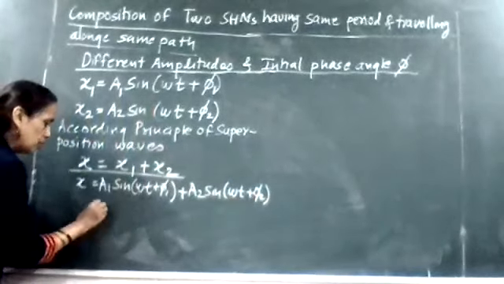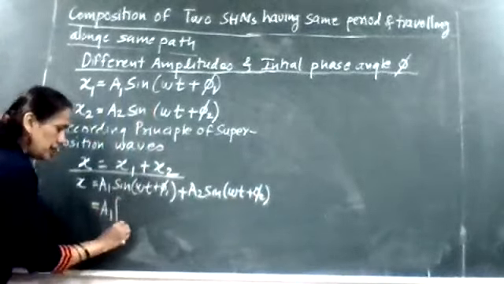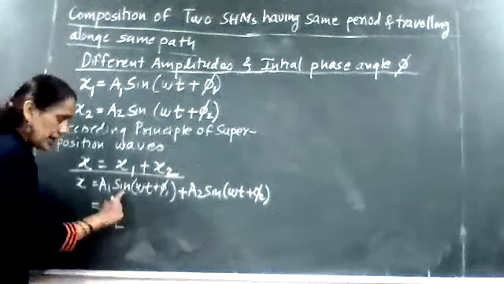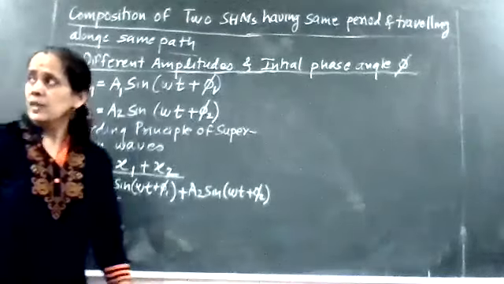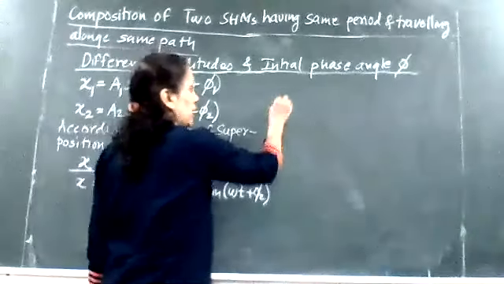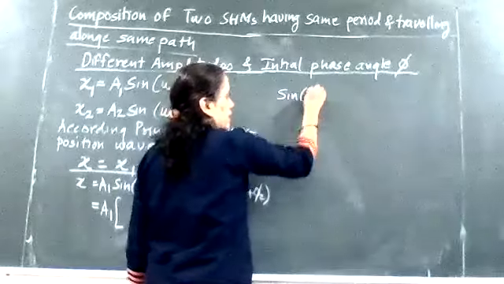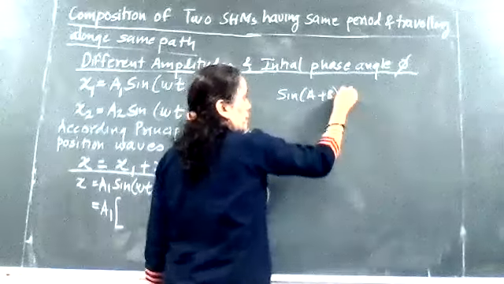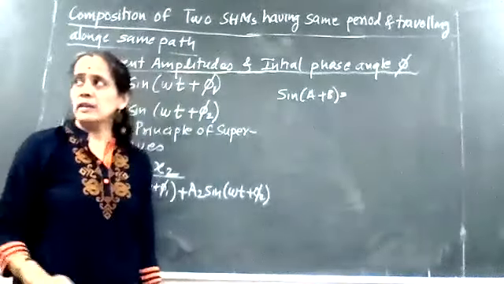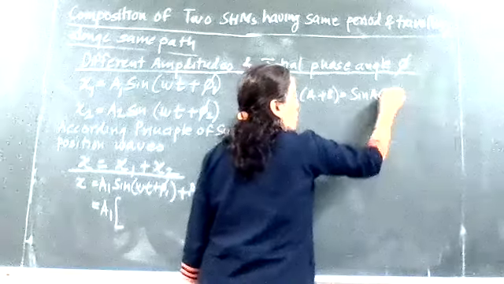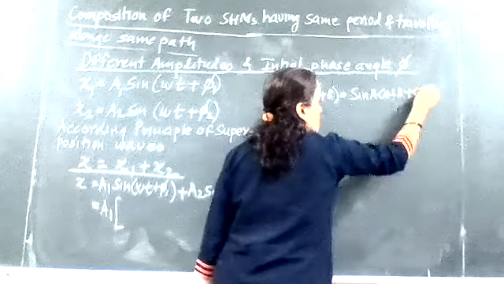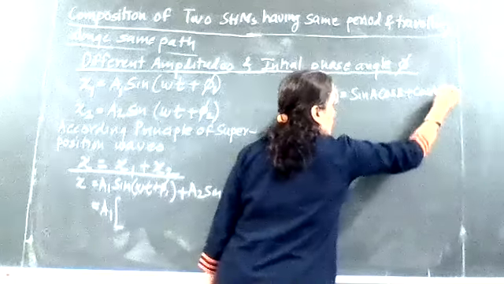Now, what is the next step? A1 in bracket. Now this sine(omega t plus phi1), I will do the expansion of that. Using which rule? We have this rule, that is sine(a plus b) in trigonometry can be written as sine a cos b plus cos a sine b.